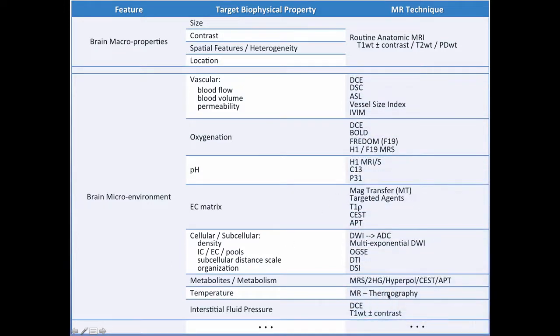There's an equally long list of techniques, and this is really just a partial list. Trust me, there's a lot more methods that I'm not enumerating here.